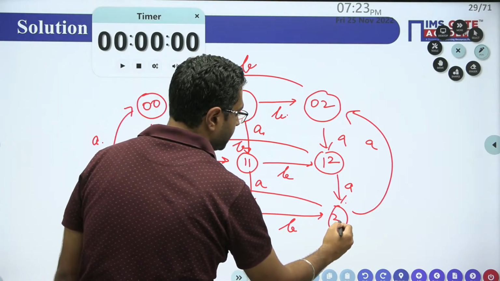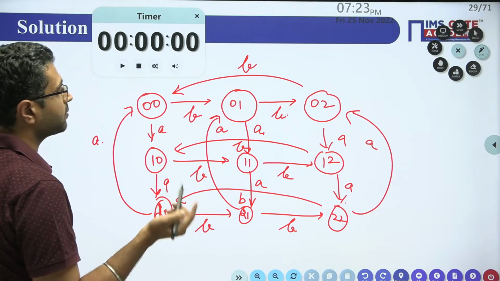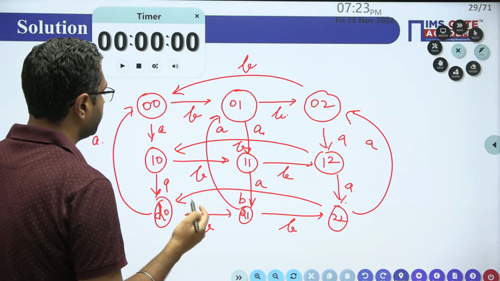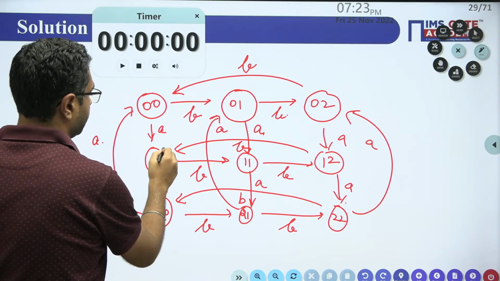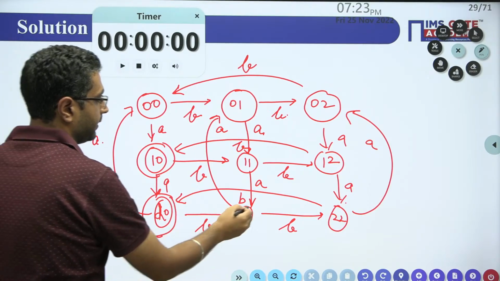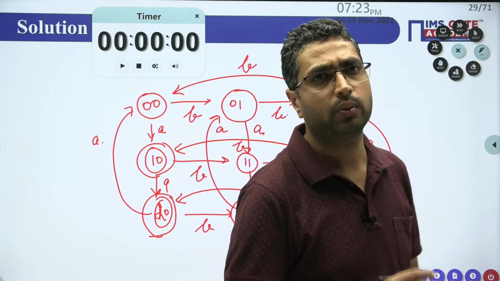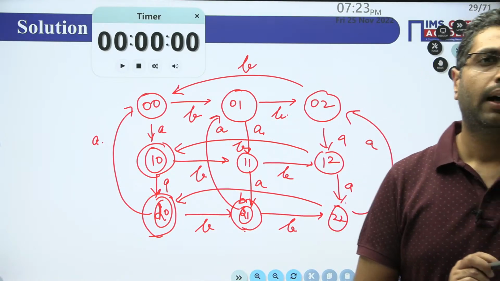And if I see this, I can clearly say which are my final states, where number of A's mod 3 is greater than number of B's. So this is the final state, and this is the final state, and this is the final state. So this is actually what is going on behind the scenes when we do the calculations, right? I hope everything is clear.